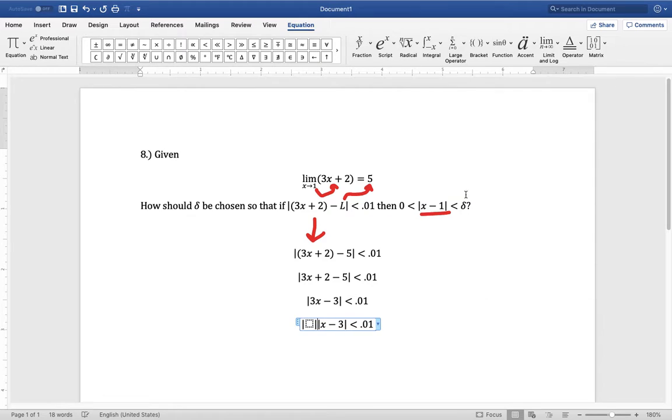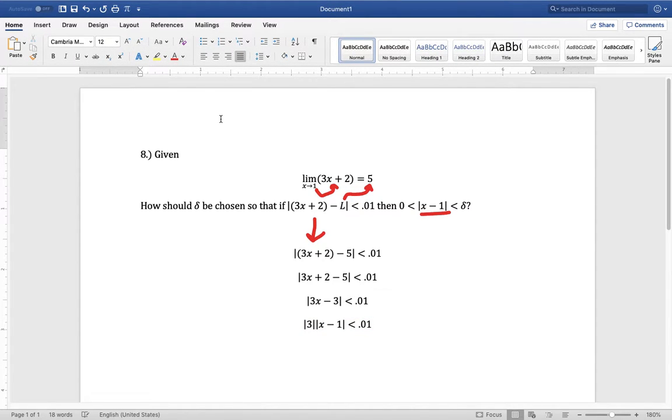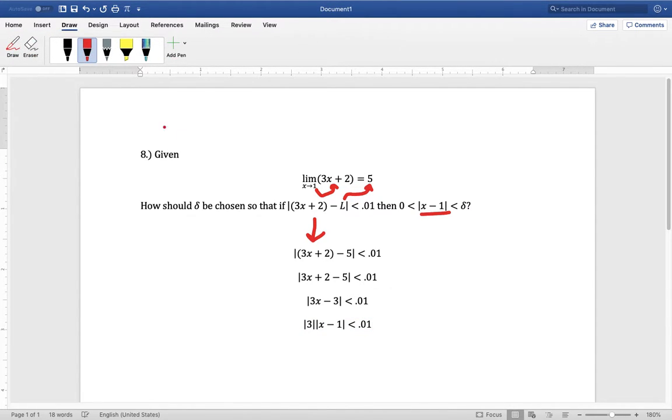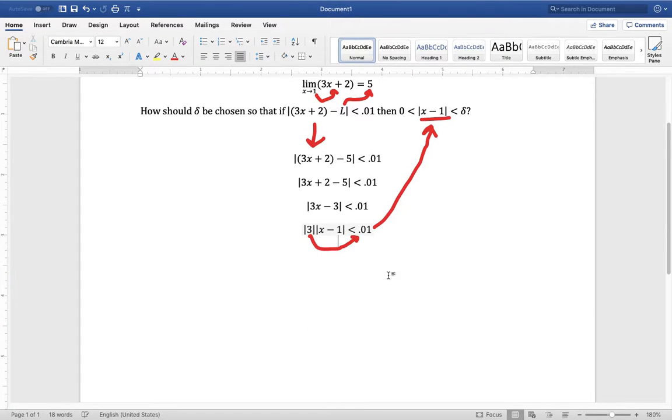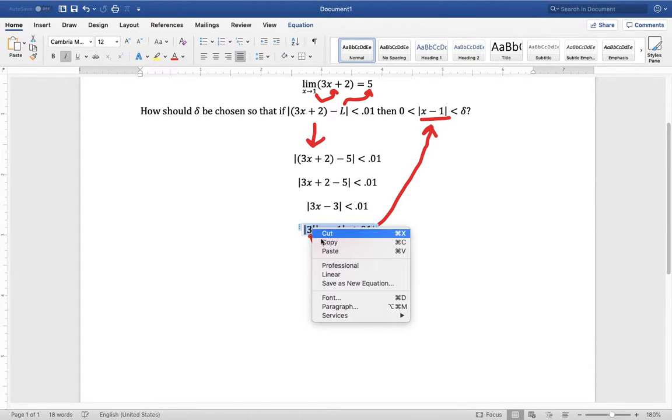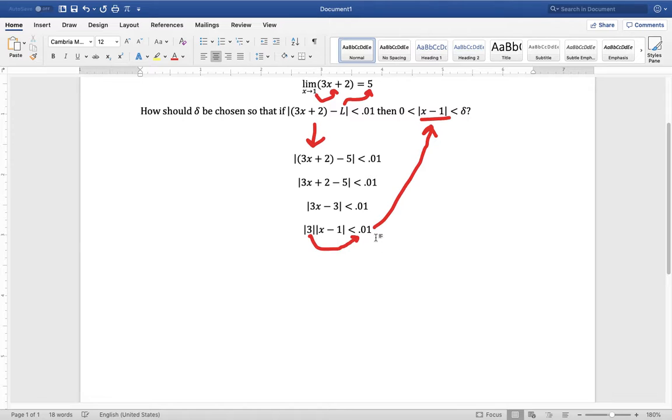So this is going to be the absolute value of 3, and factoring out a 3, this becomes x minus 1. Now what you're seeing here is that this statement right here is really close to this statement up here. So take a look. All I'm going to do is divide this 3 over to the other side.